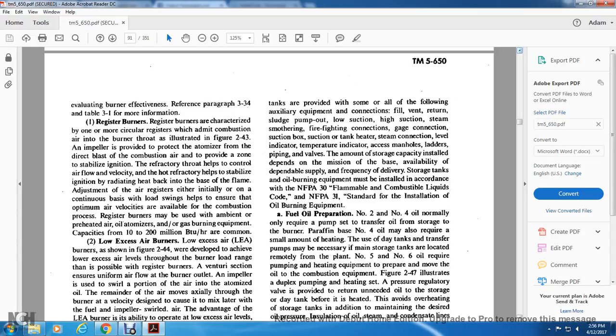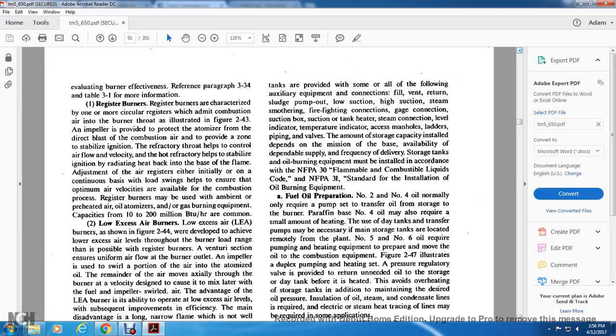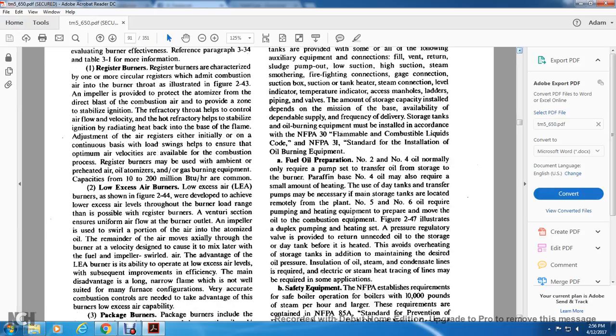The throat helps to control airflow velocity. Hot refractory helps to stabilize ignition by radiating heat back into the base of the flame. Adjusting the air register, either manually or on a continuous basis, will help to ensure the optimum air velocity is available for the combustion process. Register burners may be used with ambient or preheated air, oil or gas atomizers, and gas burning equipment. Capacities from 10 to 200 million BTUs are common.